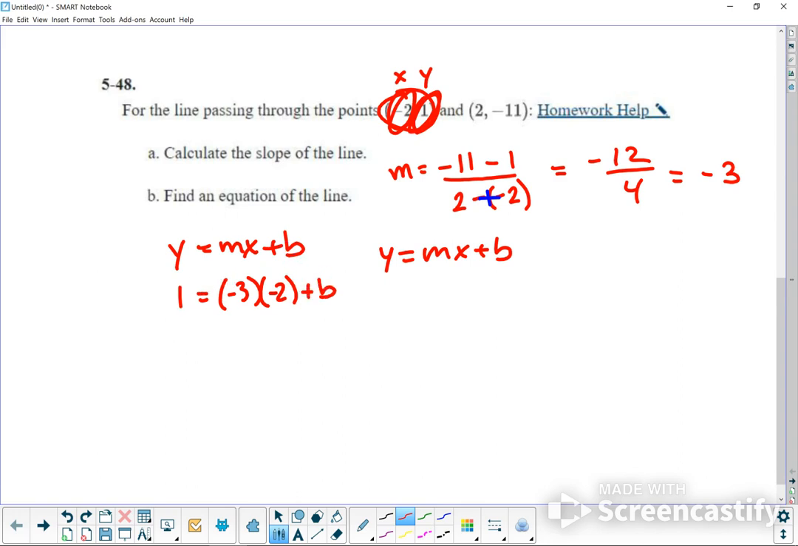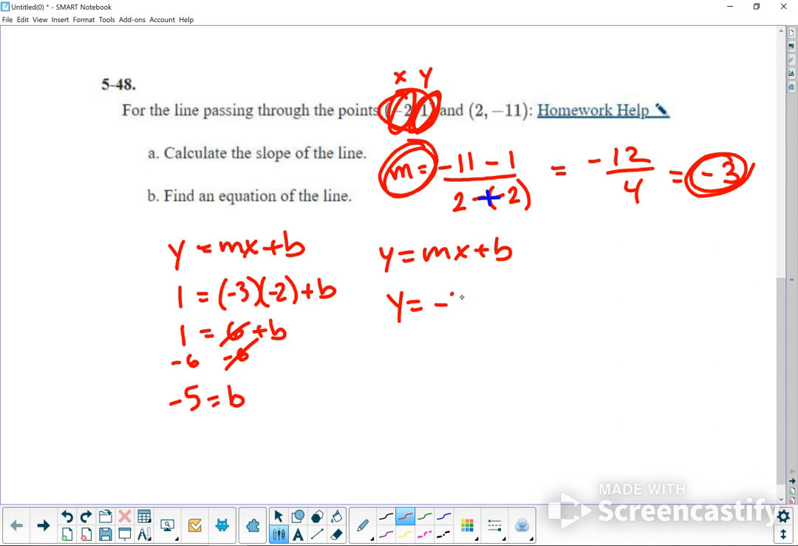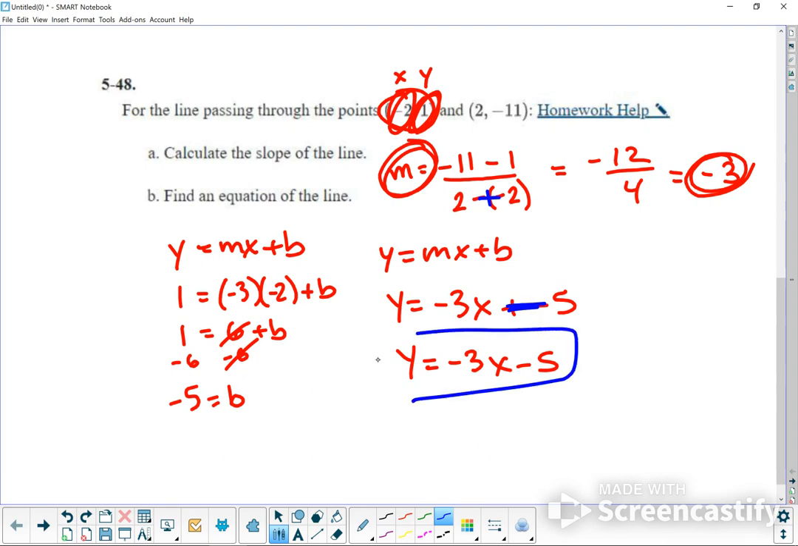So it's plus b. Okay, so this is 1 equals 6 plus b. Subtract 6, and b equals negative 5. So now I know that my answer is going to be y equals, my m is negative 3, so negative 3x, and plus b would be plus a negative 5. So my final answer, y equals negative 3x minus 5, because this plus minus just makes a minus. That's my answer right here.